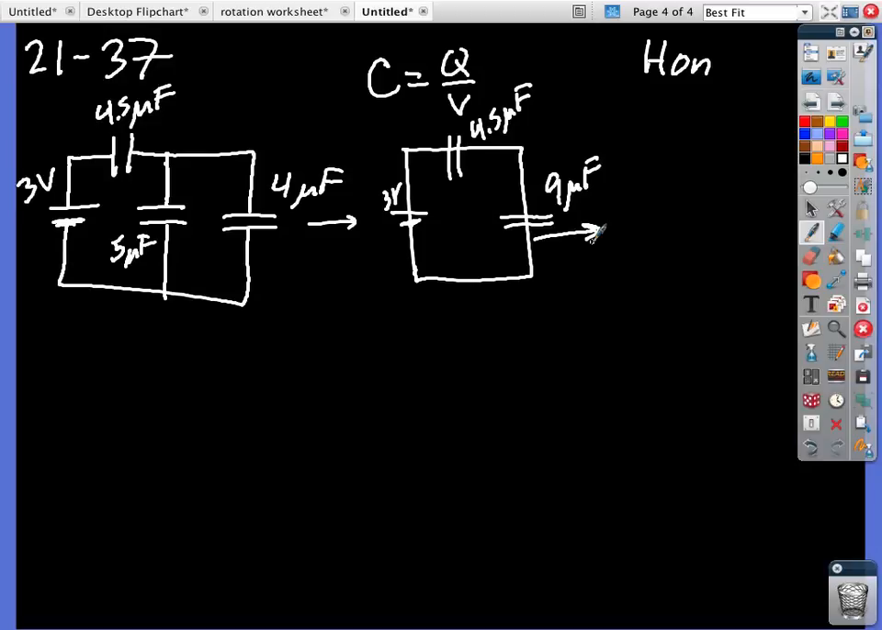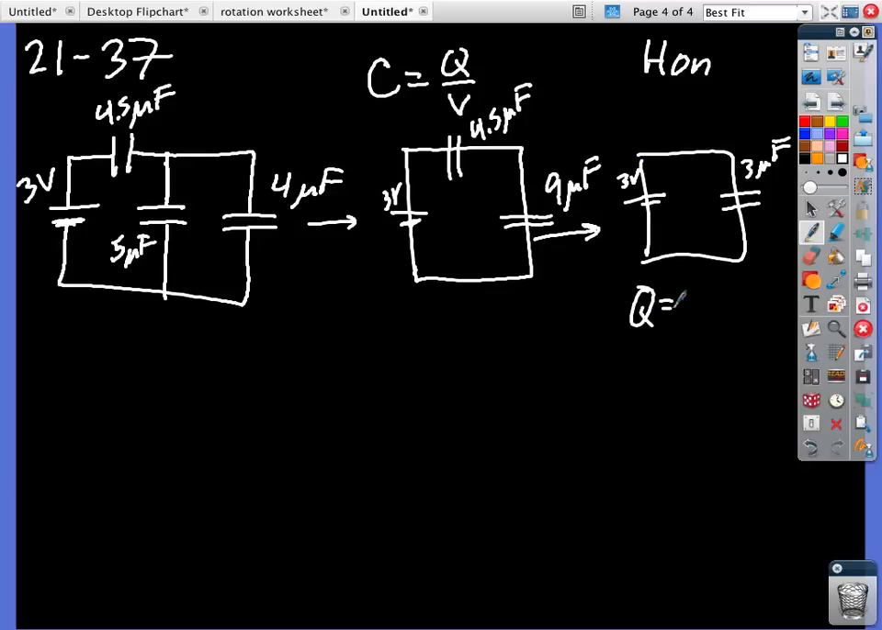And this time we have 1 over 4.5 plus 1 over 9. So that becomes 2 over 9 plus 1 over 9 becomes 3 over 9. Flip that, and you get this. 3 microfarads, 3 volts. So what is the total charge on this system?